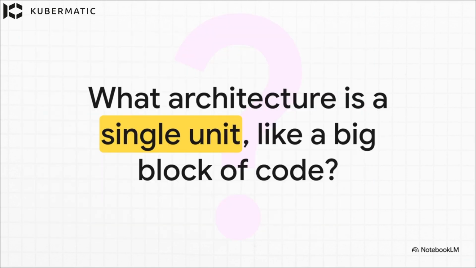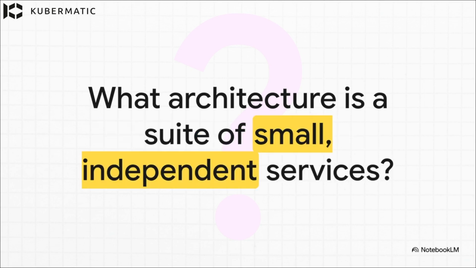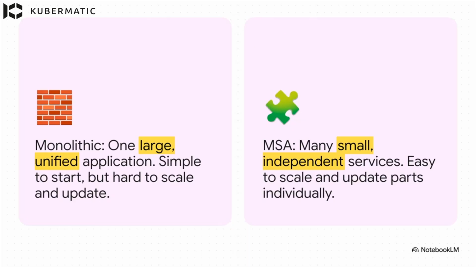All right, it is time for an architecture face-off. In this corner, what do we call an application that's built as one giant, inseparable block of code, where even a tiny change means you have to rebuild the whole thing? And in the other corner, what's the architectural style that's made up of a whole bunch of small, totally independent services that all just talk to each other? Got them both? The answers are monolithic and MSA, which stands for microservices architecture.